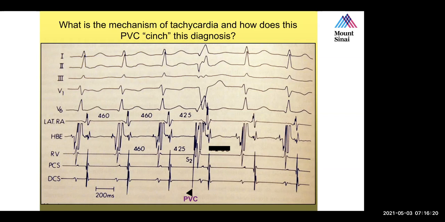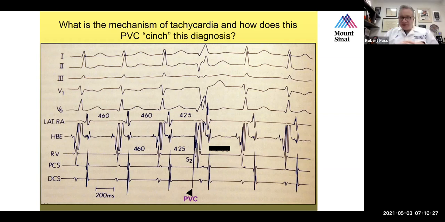So placing a PVC means that we're doing the ventricular extrastimulus testing. Not necessarily. But it's possible. But remember, we are in tachycardia.